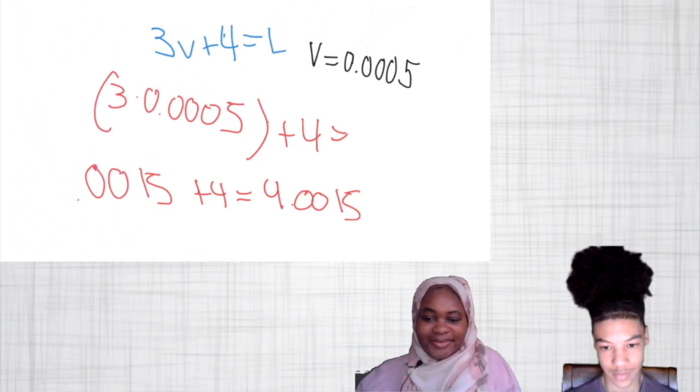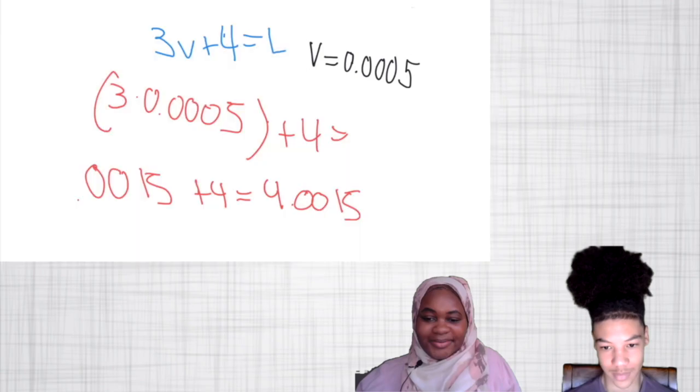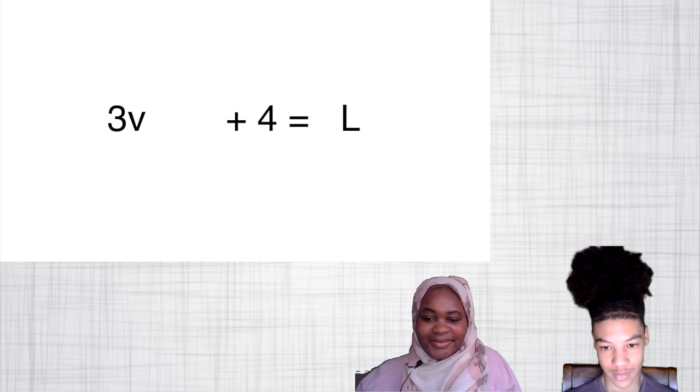At first, Haleemah and E.T. weren't totally convinced that any number could be put in for v. But after they tried the weirdest value that E.T. could think of, 0.0005, they realized that any value can be substituted for the letter v. This includes whole numbers, decimals and fractions, and even negative numbers.